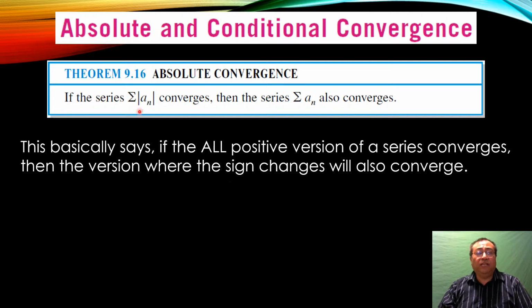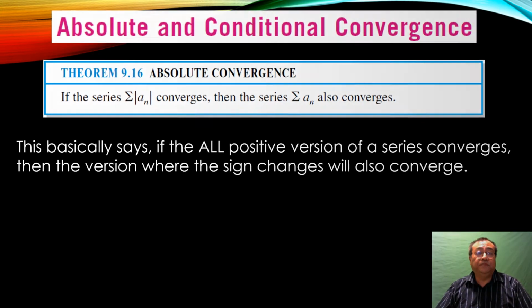By the way, though, it doesn't have to be an alternating series. Remember, you can have series where it goes positive, negative, negative, positive, negative, and that's not considered an alternating series. But if we just take the absolute value of it and that series converges, then we don't have to have an alternating series test. We could just say, if the positive version converges, then the one where the signs change will also converge.